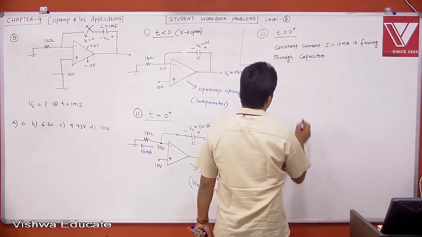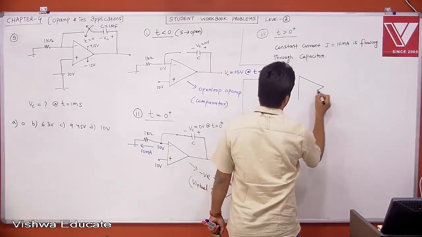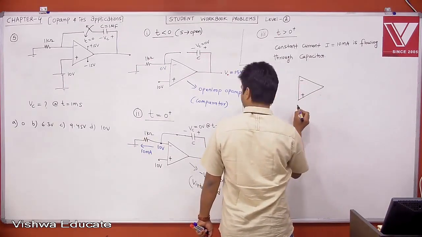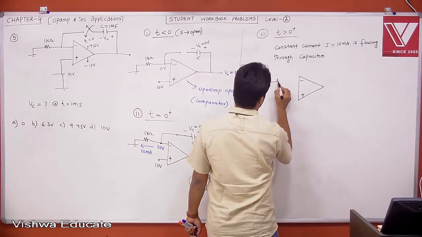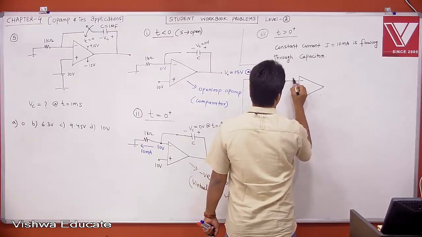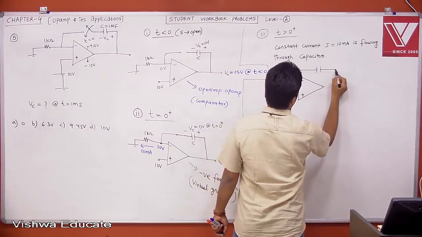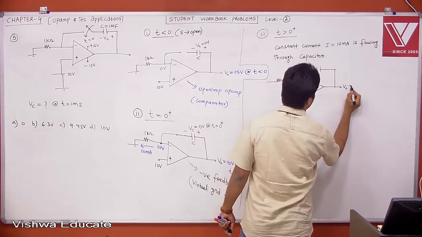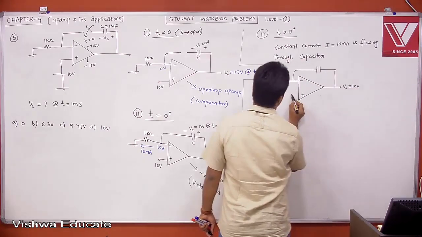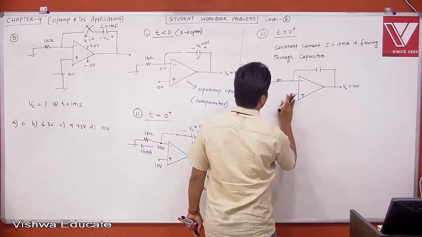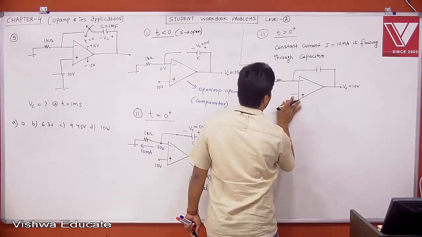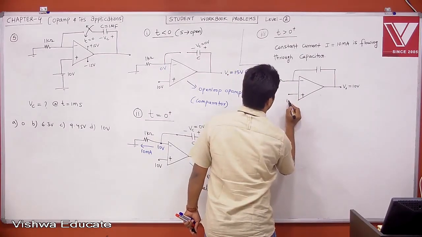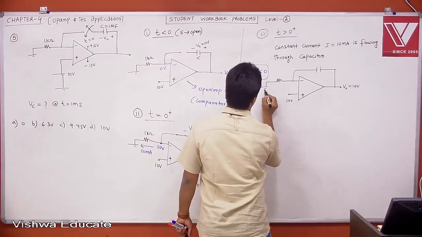Okay. Therefore, what is your circuit? Now, if you see your circuit, this is nothing but minus plus. See, I am going step by step. Now, this is your capacitor. Right? Now this is your output voltage. What is your output voltage? Your output voltage is 10 volts. This is your 10 volt. Now this is also 10 volt. This is 10 volt and this is ground.